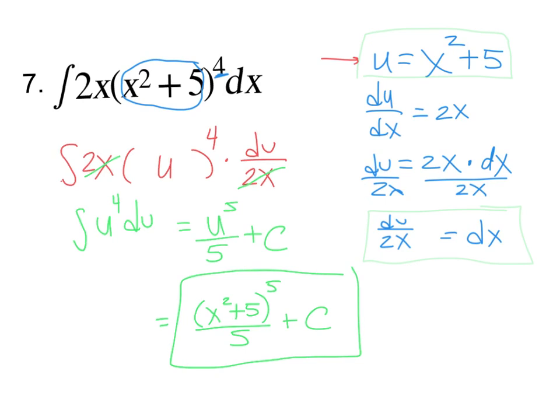Right? So the derivative of bringing the 5 down front, inside stays the same, goes down to 4, times the derivative of the inside. Oops, x squared, 2x.